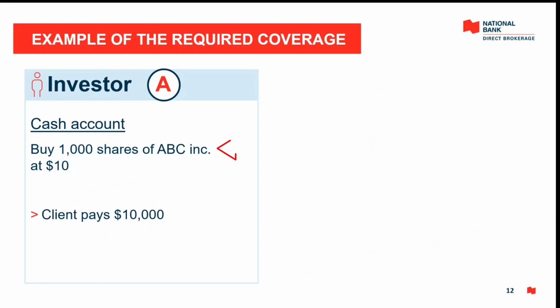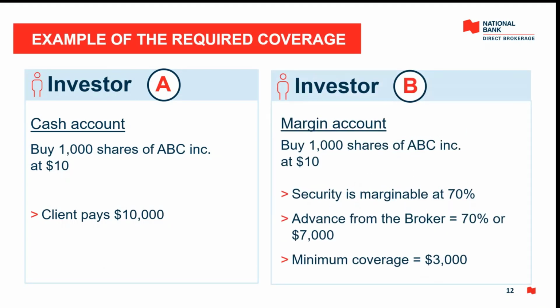That is to say that he buys 1,000 shares of ABC Company for $10, and we will have to pay $10,000 for the transaction, assuming no commissions to keep it simple. Now, investor B will make use of the maximum amount of the margin. This means that since the stock is 70% marginable, because the price of the stock is more than $5, the broker will be able to advance $7,000, therefore 70% of the transaction value, which has a total cost of $10,000. This means that the minimum margin coverage for investor B, who uses the margin, will be $3,000 that will need to be deposited.